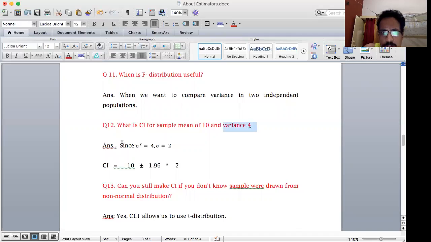Okay. What is the confidence interval for a mean of 10 and variance of 4? Very simple. You are given a variance of 4, that means the standard deviation is 2. So the confidence interval will be centered around the mean, which is 10, plus minus, say 95% is the confidence interval, so 1.96 into 2.